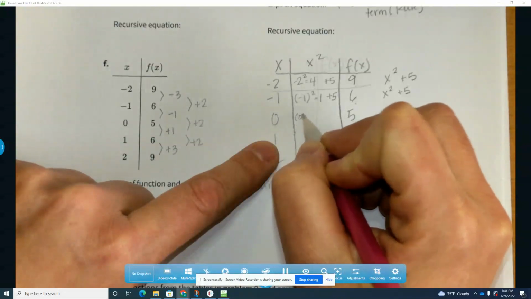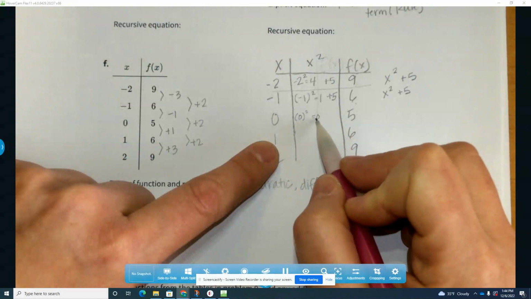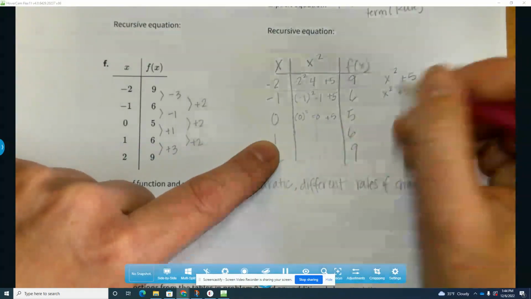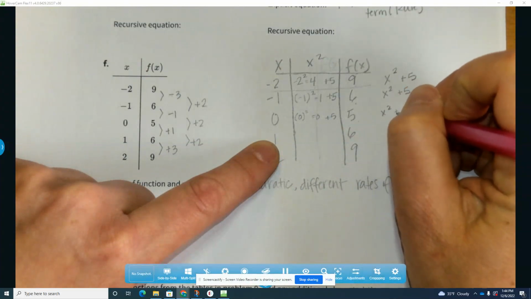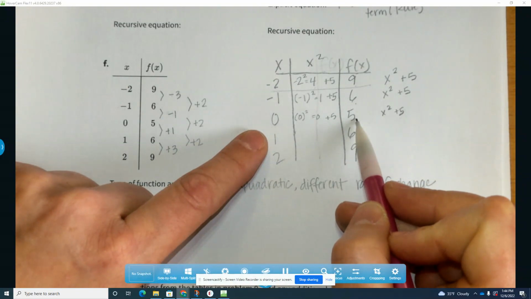Here I'm going to square 0, which is just 0. But I need to get from 0 to 5. So I need to add 5. So again, I squared my x and added 5. And that got me from my x to my f of x.